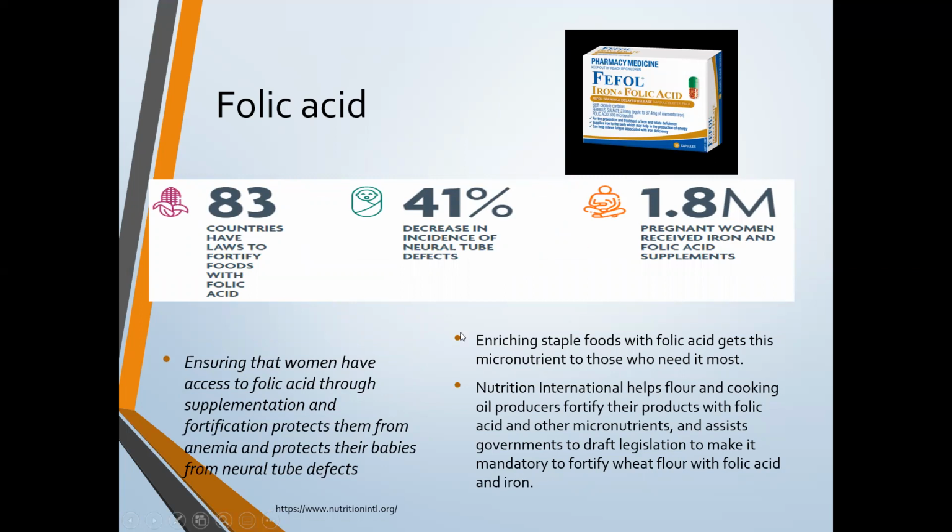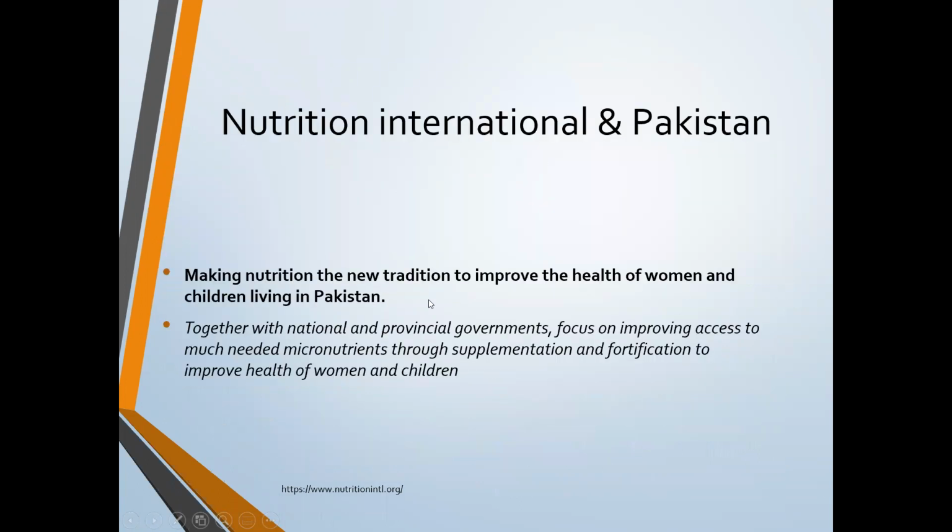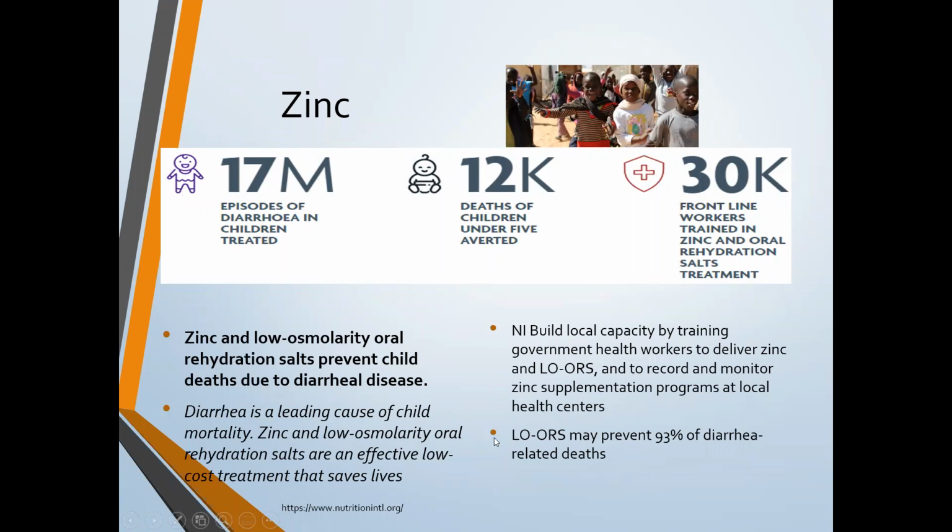Similarly, folic acid ensures that women take it during pregnancy, and it prevents neural tube defects. Nutrition International has introduced flour and cooking oil fortification with folic acid and micronutrients to overcome this problem. Zinc has also been playing an important role. Diarrhea has been a problem for a long time, and it has now been shown that low-osmolar ORS along with zinc can reduce deaths from diarrhea by 93%. That is a big number. Extensive awareness regarding the use of zinc and low-osmolar rehydration salts must be promoted, as it is a cost-effective treatment and can save a huge proportion of lives.